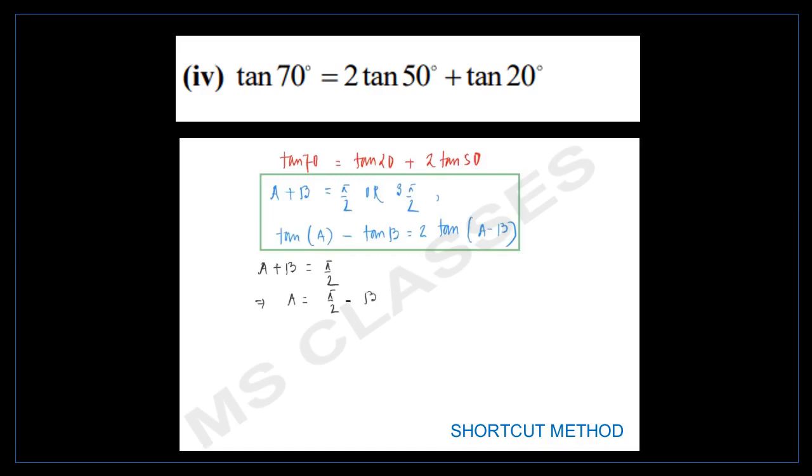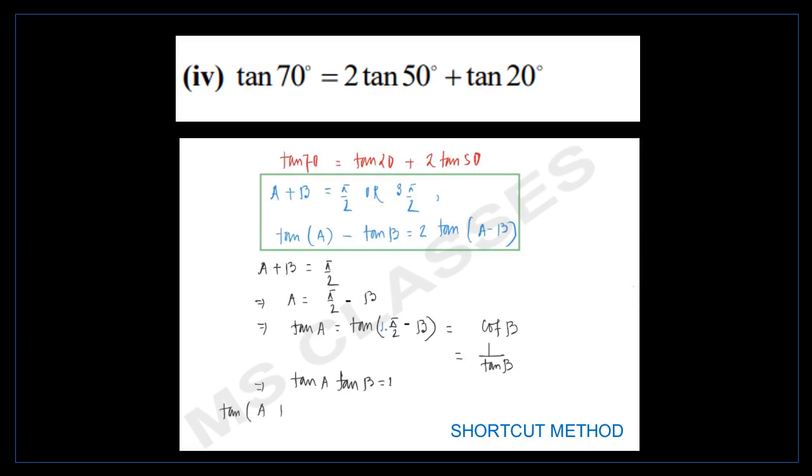Okay. So from this what we can say, tan A equals tan(π/2 − B), because it is π/2 − B, meaning first quadrant, everything is positive. So tan A into tan B equals 1. Now you can find tan(A − B) very easily.